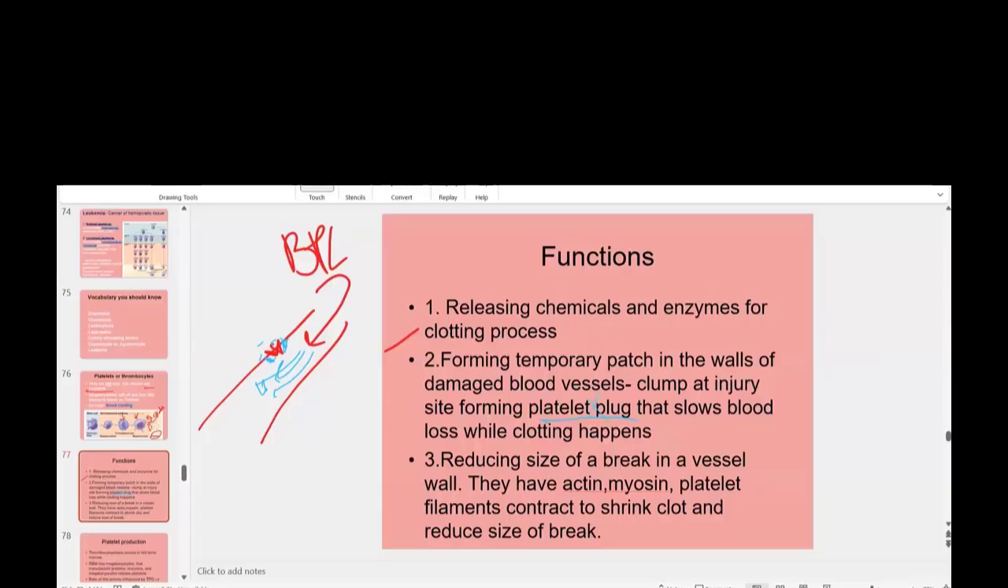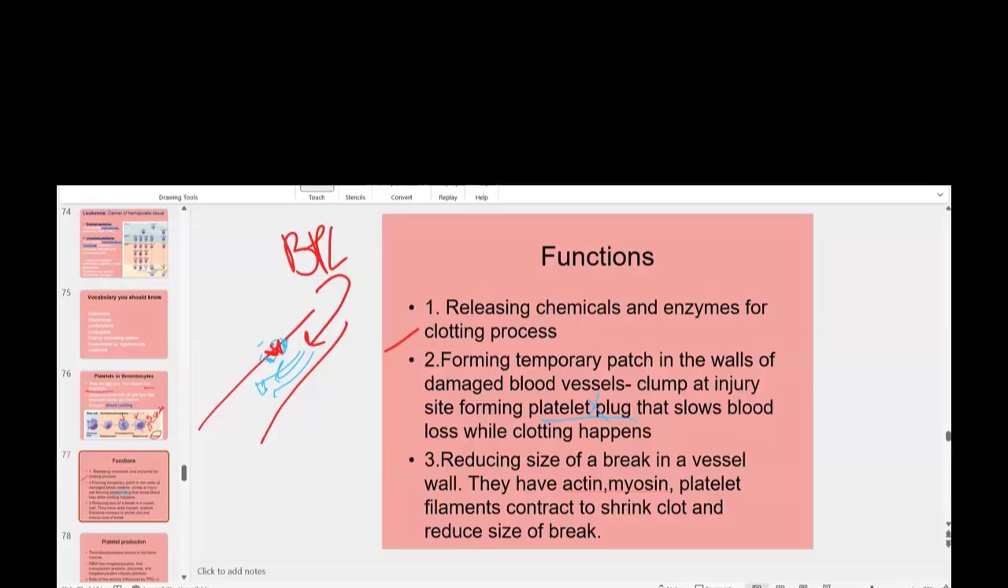And this platelet plug is not going to stop the entire damage, but it's an initial attempt by the blood platelets to do something rather than not do anything. So they try to do something, and that is how they bring about the platelet plug.